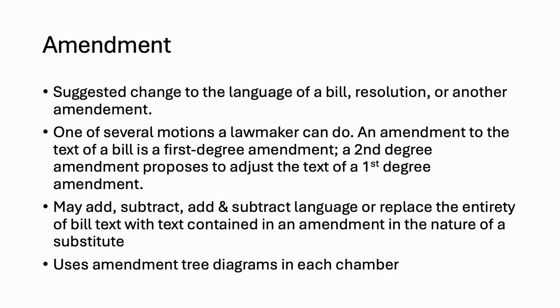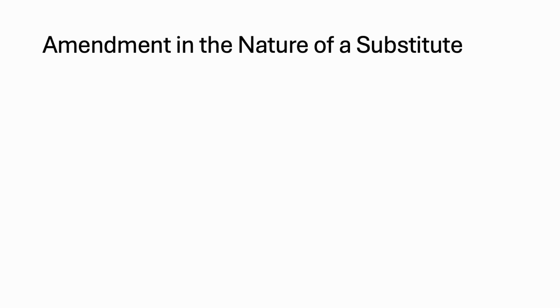Amendment. Suggested change to the language of a bill, resolution, or another amendment. One of the several motions a lawmaker can make. An amendment to the text of a bill is a first-degree amendment. A second-degree amendment proposes to adjust the text of a first-degree amendment. It may add and subtract language, or replace the entirety of a bill with text contained in the amendment in the nature of a substitute. Uses amendment tree diagrams in each chamber.